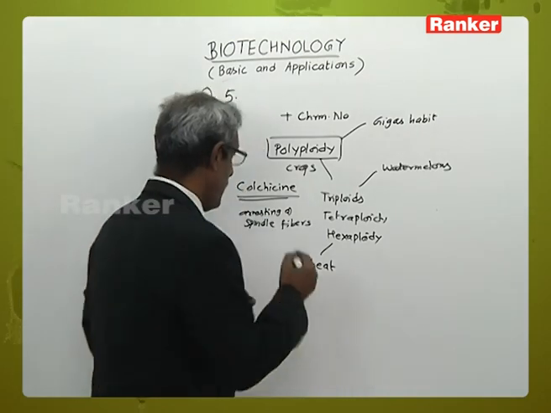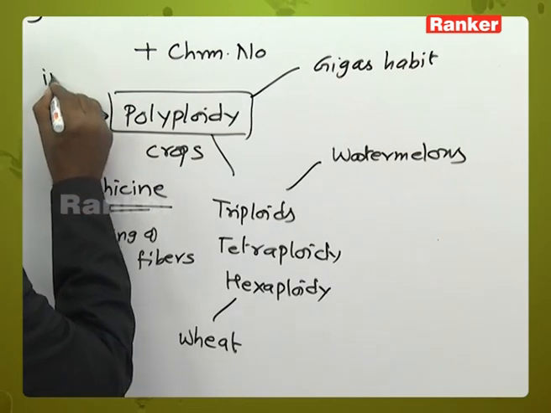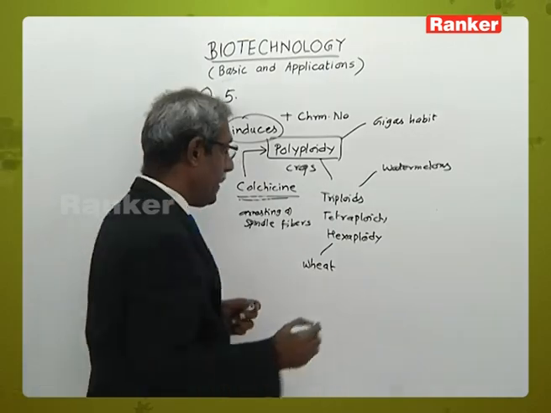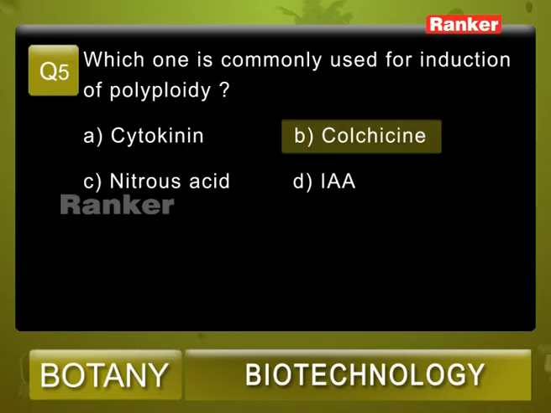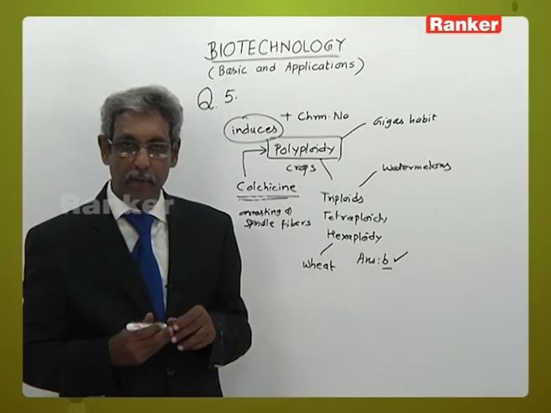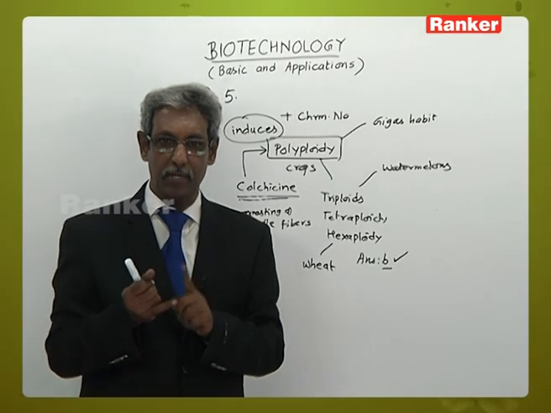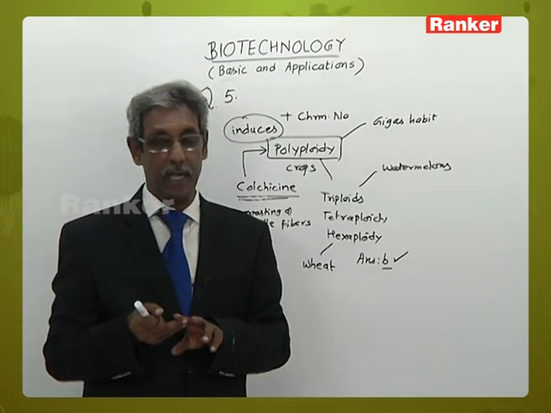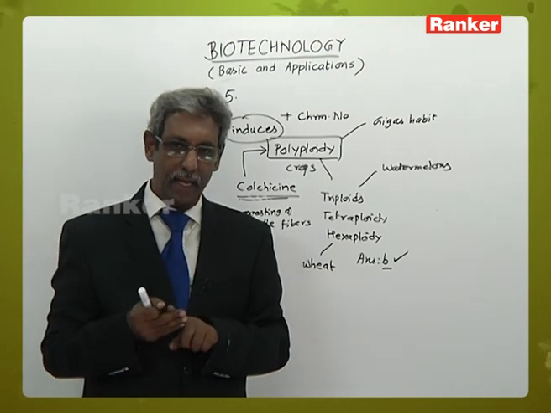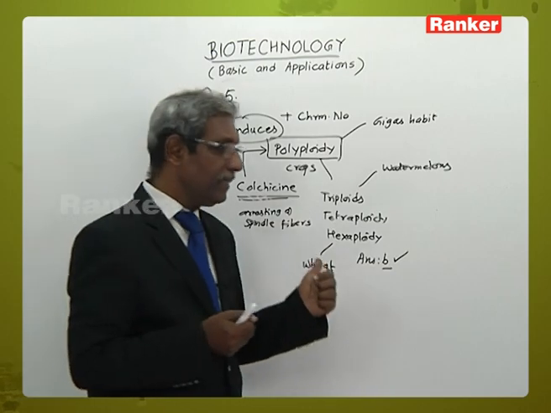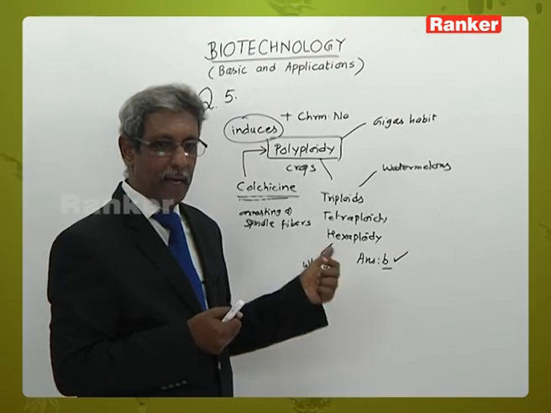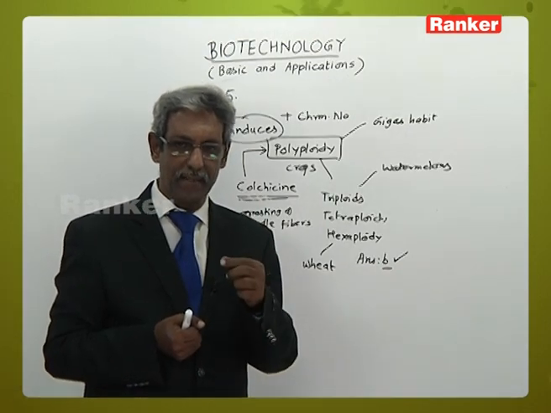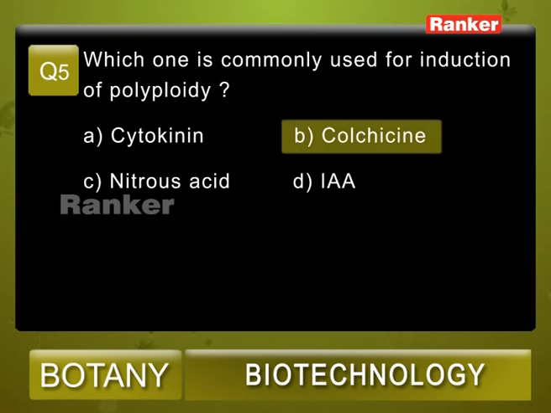So colchicine induces polyploidy, thereby the right answer is B. While cytokinins promote cell division, nitrous acid is a sort of growth hormone, and indoleacetic acid too is a sort of growth hormone, and they cannot primarily induce polyploidy, because here there is arrestation of the spindle fibers and it interferes with the cell division, especially in the case of mitosis and meiosis, in both the somatic cells as well as the germinal cells of plants.